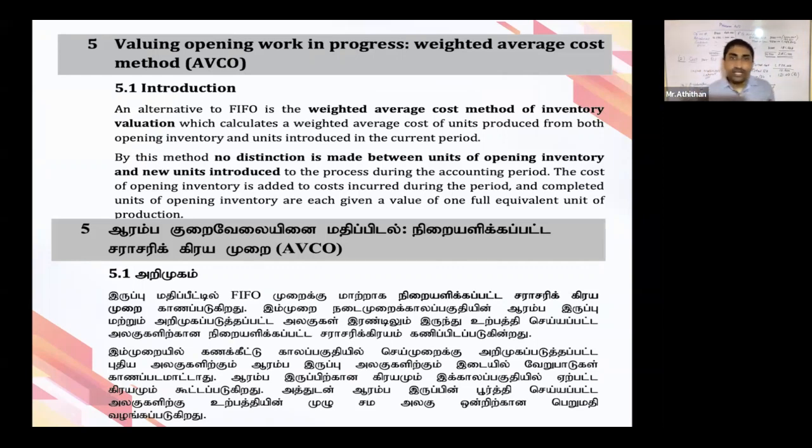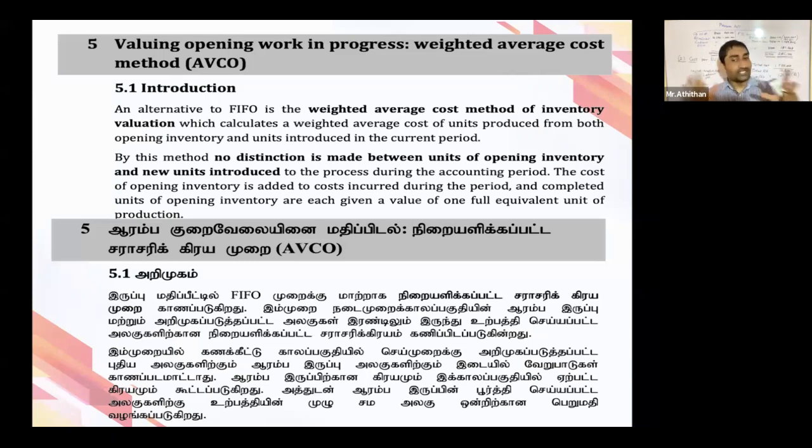Right. An alternative to FIFO is the weighted average cost method of inventory valuation, which calculates a weighted average cost of units produced from both opening inventory and units introduced in the current period. Right? இருப்பு மதிப்பீட்டுல FIFO முறைக்கு மாற்றாக நிறை அளித்த சராசரி கிரிய முறைமை காணப்படுகிறது. இந்த முறை நடைமுறை காலப்பகுதியின் ஆரம்ப இருப்பு மற்றும் அறிமுகப்படுத்தப்பட்ட அலகுகள் இரண்டிலிருந்தும் உற்பத்தி செய்யப்பட்ட அலகுகளுக்கான சராசரி கிரியம்.